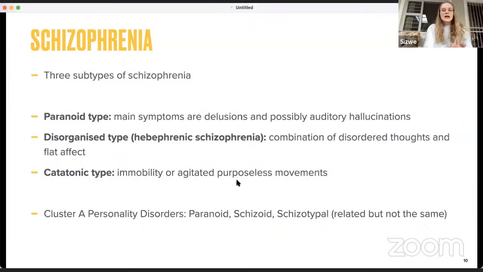Okay, there's 3 types of schizophrenia, so I want to talk about this now. There's the paranoid type, which is the one we normally see. The main symptoms are delusions and possibly auditory hallucinations. The disorganized type is a combination of disordered thoughts and flat affects. And then a catatonic type. Catatonic basically means stopped and frozen, and it's immobility or agitated purposeless movement. That's the kind of one we'll see in a mental hospital.